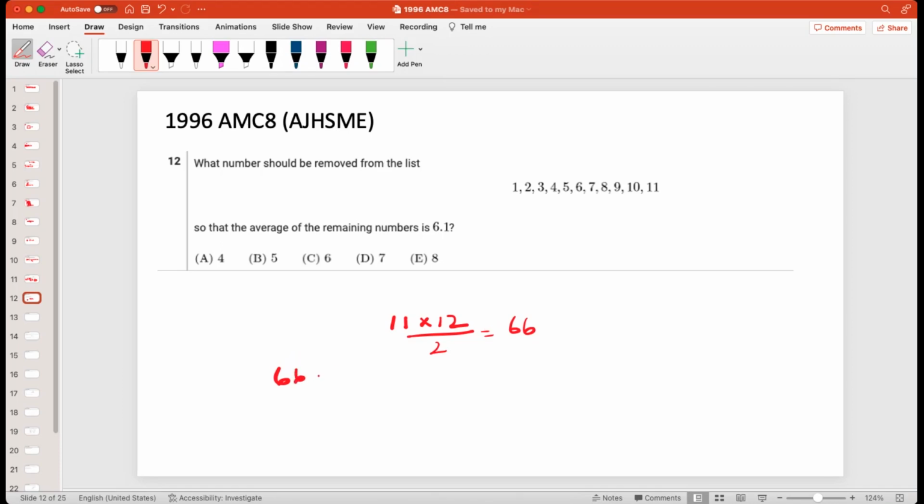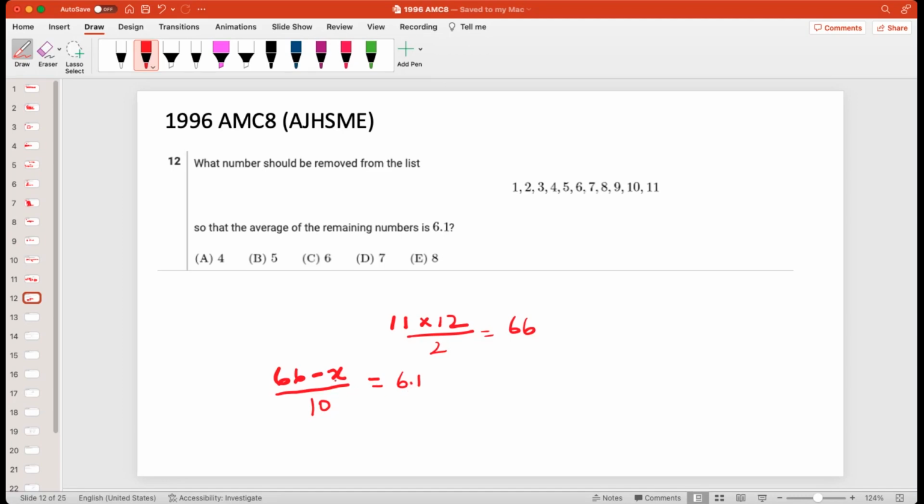Now from this total you have to subtract x. When you subtract x, you are removing one number. How many numbers are remaining? We have 10 numbers, correct? So this is going to give me the average of 10 numbers, which should be equal to 6.1 as per the given problem. So you understand what we are doing here? This is the total of the 11 numbers. Out of that, we are removing one number and dividing by 10, which is the number of remaining numbers. That average needs to be 6.1.